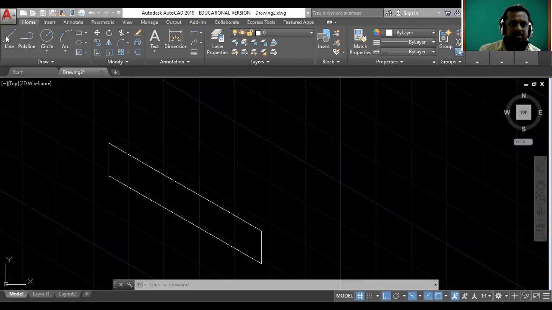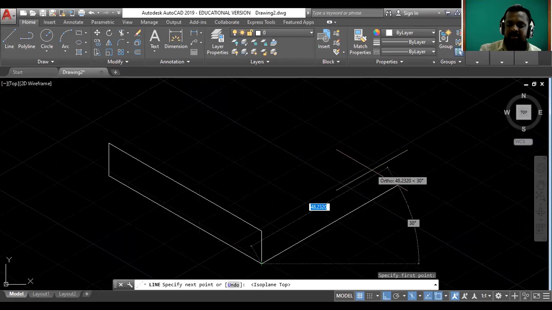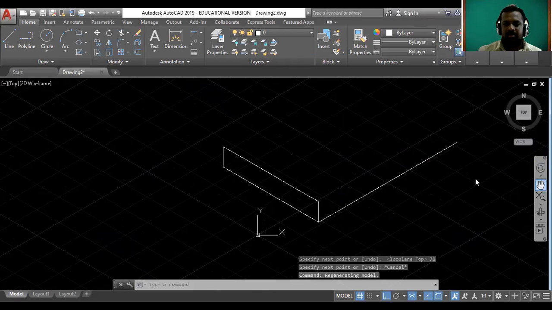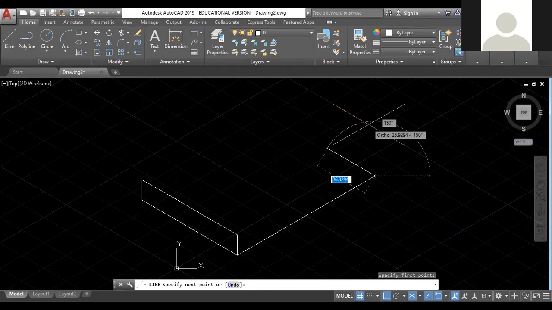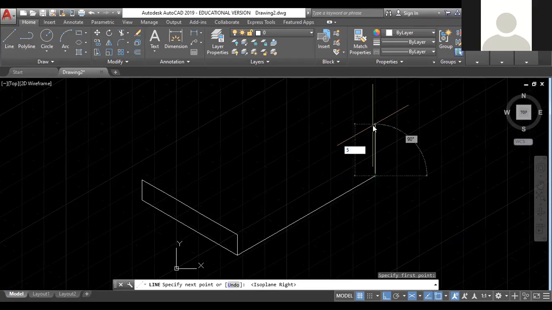Okay, take the line. From this point, press the F5 to change the plane. And here it is the 78. Enter, escape. Then next, again from this point, one vertical line, change the plane by pressing the F5. And what is the length of this line? 50. Okay, enter, escape. Good.